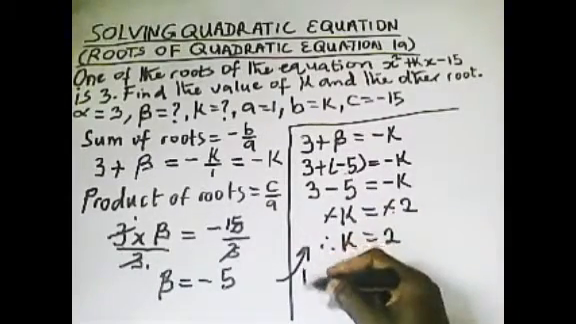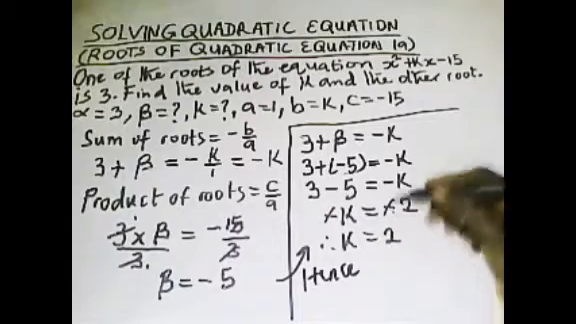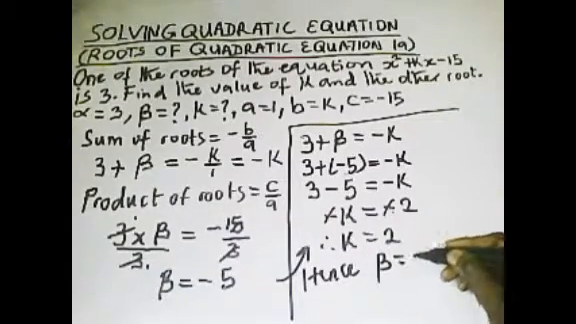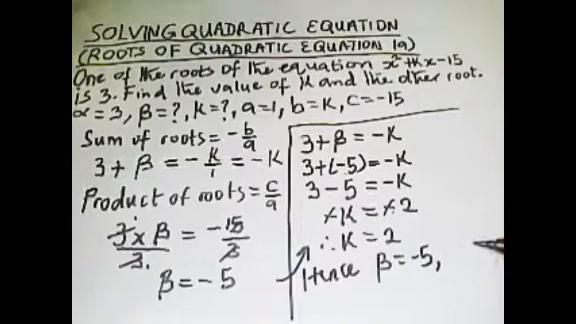Hence the result for this problem on the board is that the other root, which is beta, is minus 5, and the value for k equals 2. So that is the answer for this particular question.